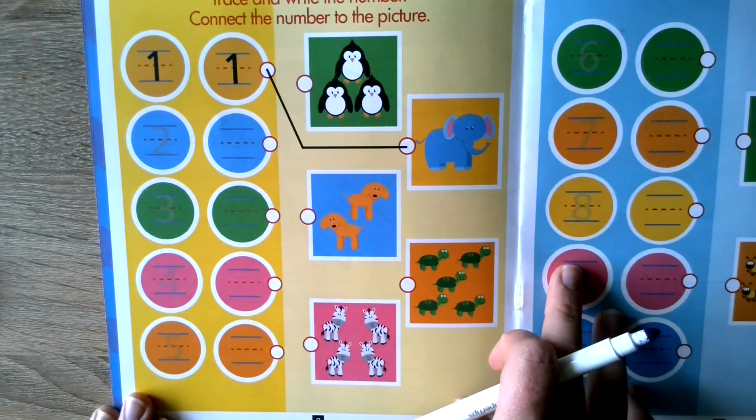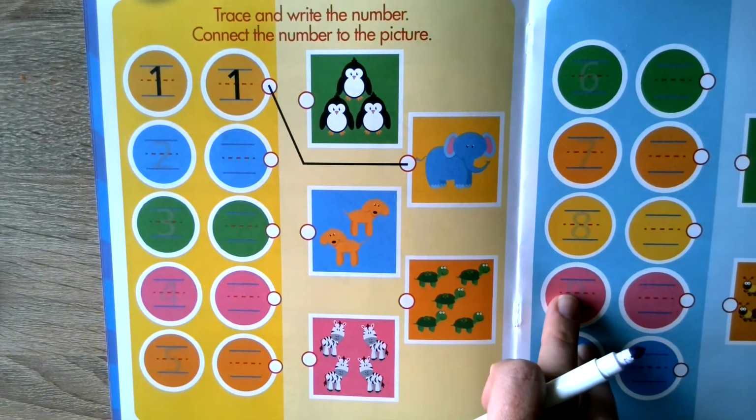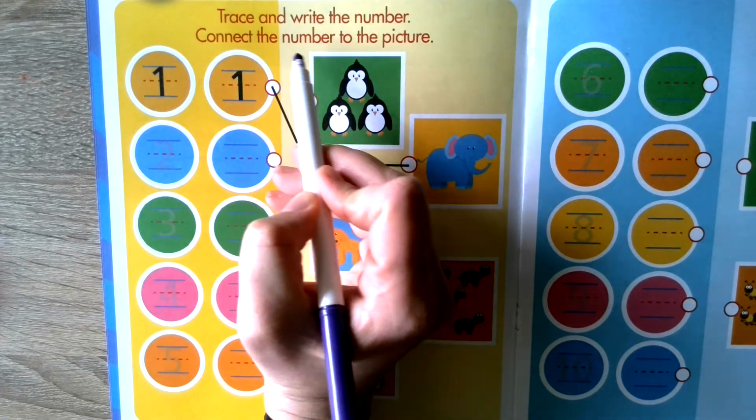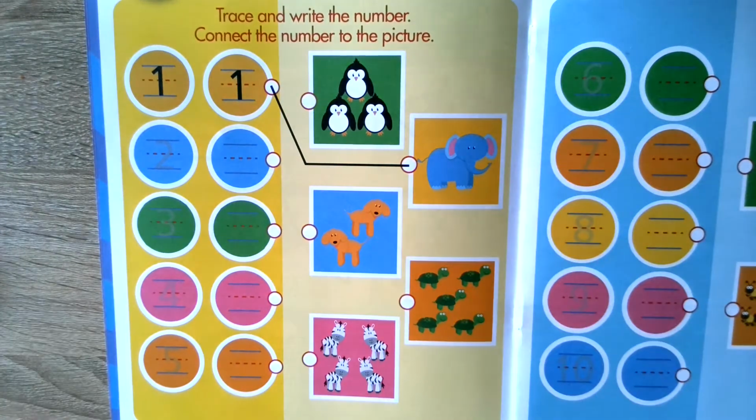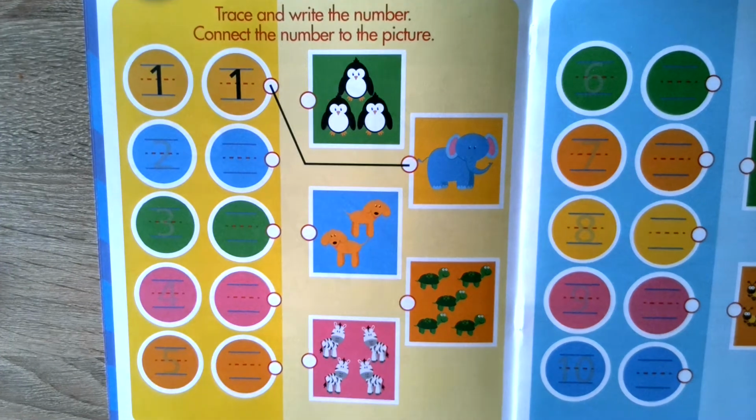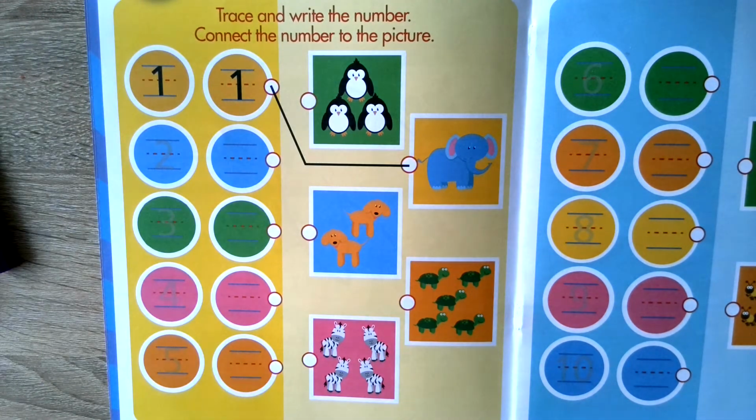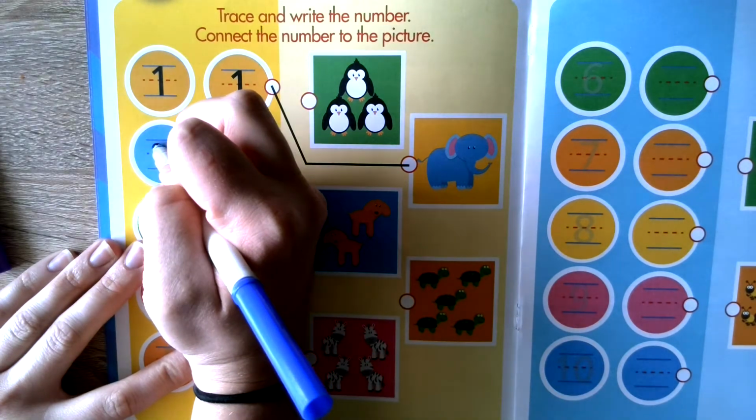Now we're going to go over here to our pictures and our numbers. So it says trace and write the number, connect the number to the picture. So let's start out by just tracing our numbers. They already did 1 for us. So we have 1. What comes after 1? 2. So I'm going to write 2.